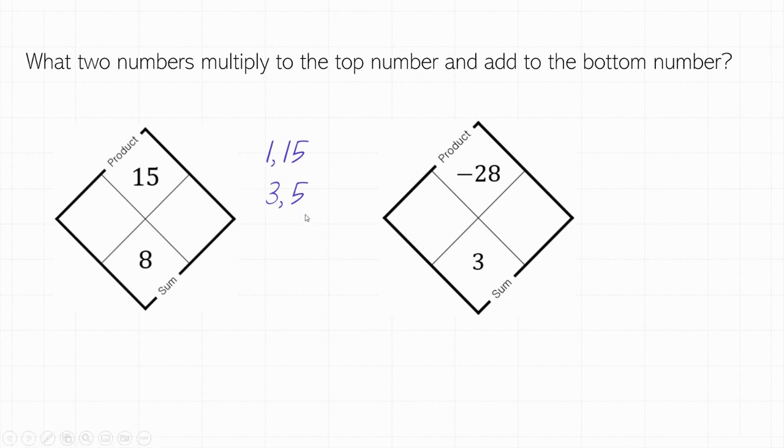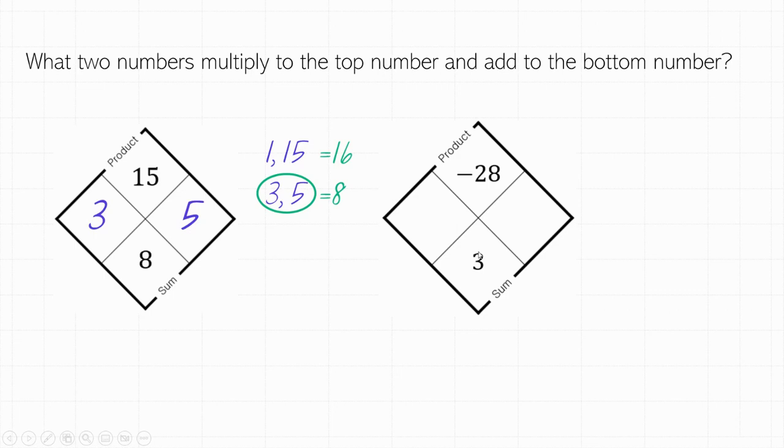So 3 times 5 is also a factor pair. Then we are looking for which of these factor pairs adds up to 8. The first factor pair, 1 plus 15, would add up to 16. 3 plus 5 would add up to 8, and 8 is the sum that we're looking for. So the pairing is 3 and 5. That's what we would write in these blanks, so that whatever numbers we write here, they have to multiply to the top and they add to the bottom.